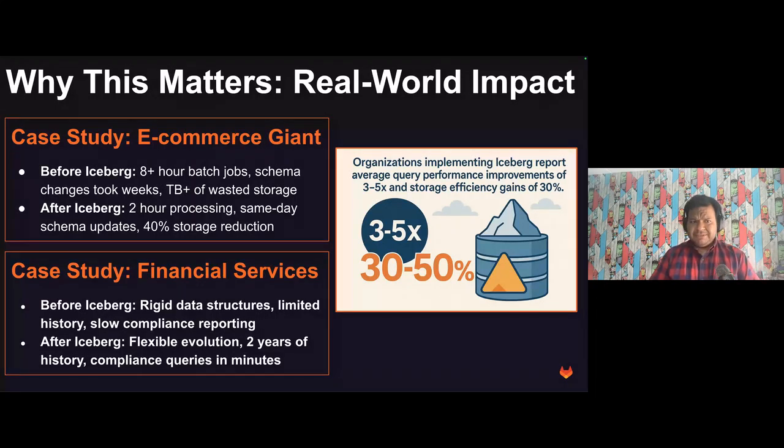Looking at the case study for financial services, where it's a rigid data structure before Iceberg, limited history, slow compliance reporting. But with Iceberg, it became flexible evolution. 2 years of history, compliance queries in a minute. So it was fast to use. And with Snowflake coming up, it helps a lot because you can use the Snowflake power to query your data sitting in the Iceberg.